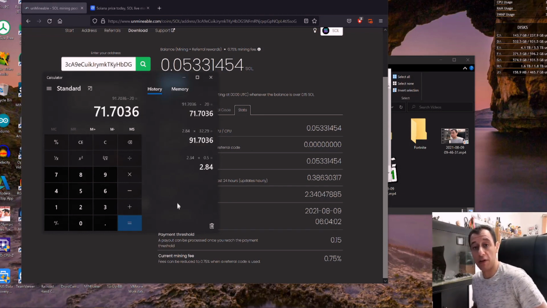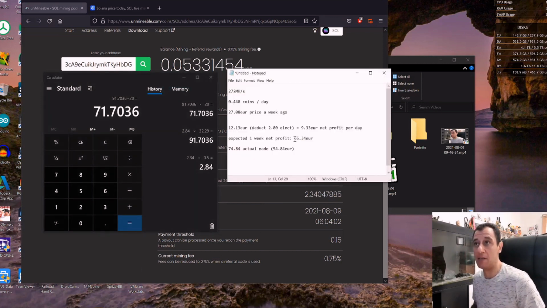and that would give me a net profit of €71.70. I was expecting to make €65.34. So that is more of an accurate picture of what I actually did make once the full week is up, and it's going to be up by tomorrow. So that is my true and actual profits for 1 week after deducting the electricity costs for Solana coin, €71.70, slightly higher than what I was expecting to make.